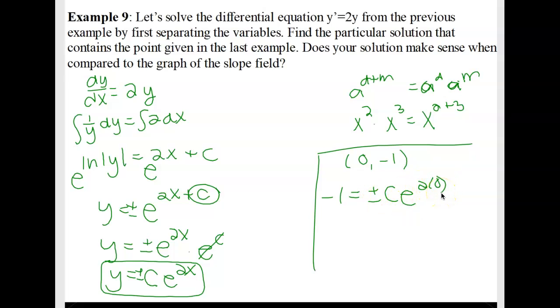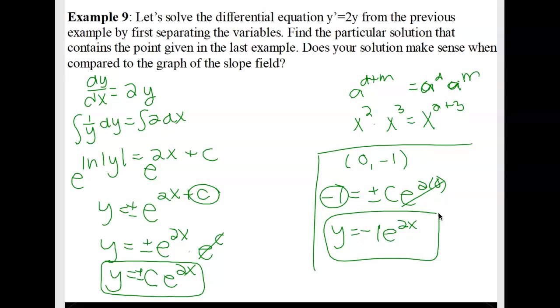Anything to the 0 power is 1. So my C value is equal to 1, and that should make sense to you because the e graph is reflected down in our slope field. The slope field equation that we sketched was y equals -1 e to the 2x, because the C value is the initial condition.